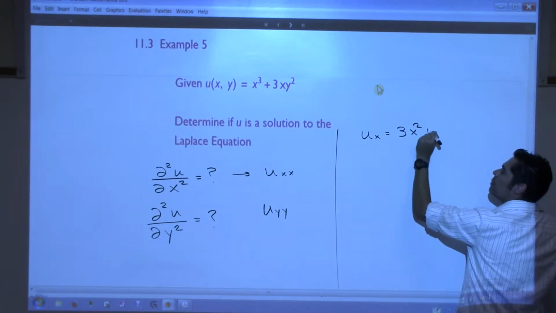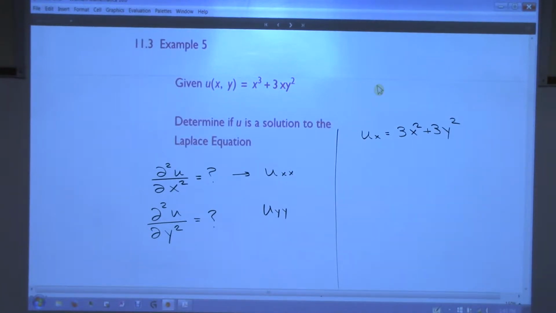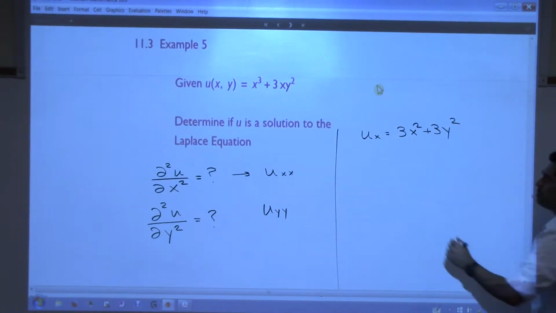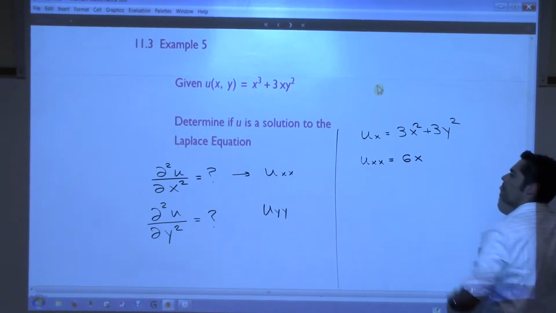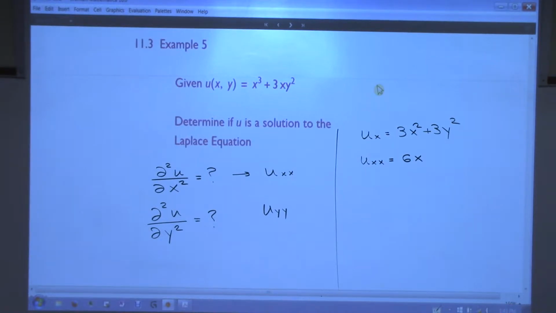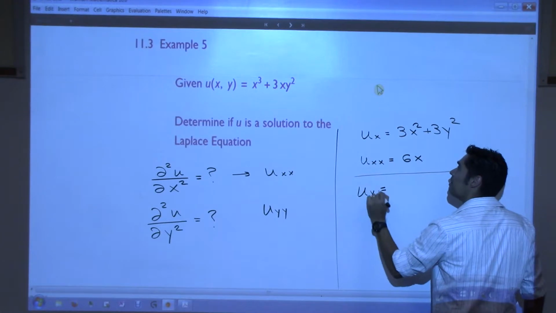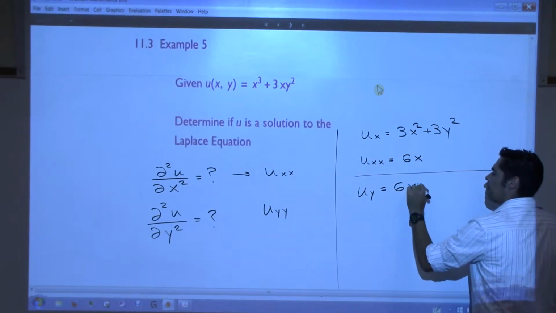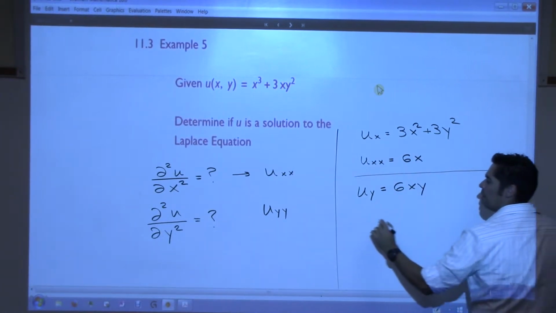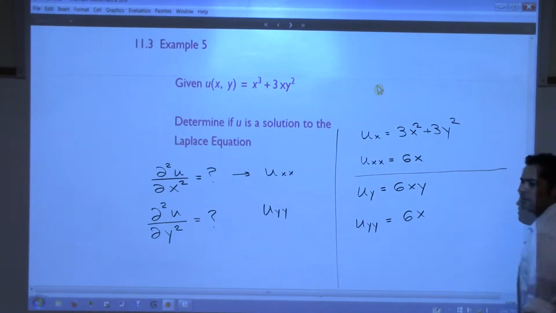Three x squared plus 3y squared. You'll agree? Partial again with respect to x. 6x. Okay, now let's look at the partial with respect to y. Partial with respect to y is 6xy. And then the partial with respect to y again is 6x, right?